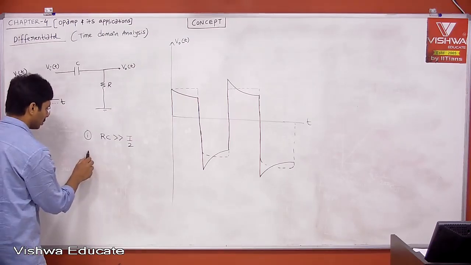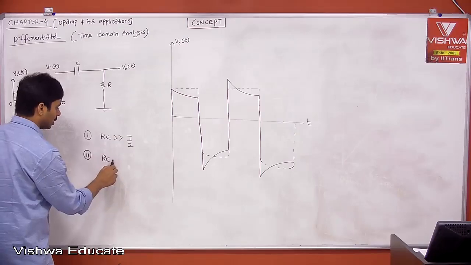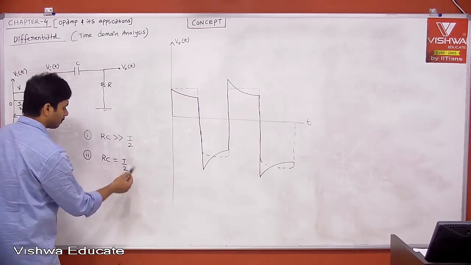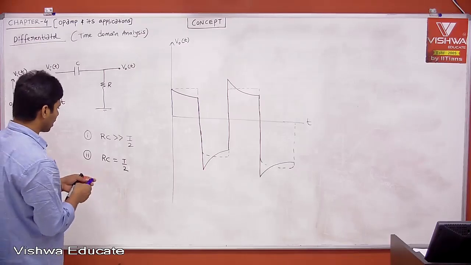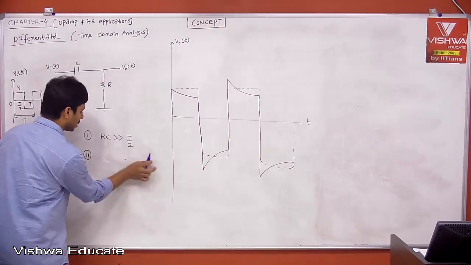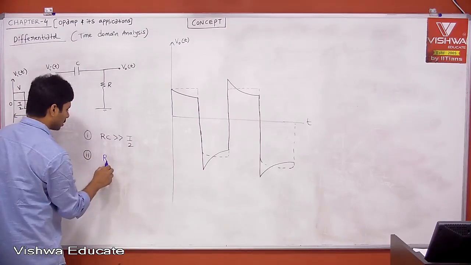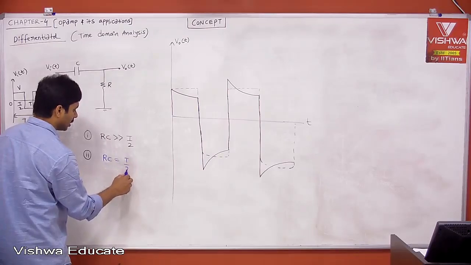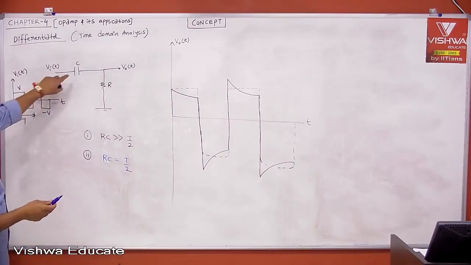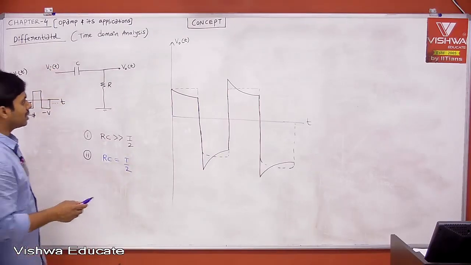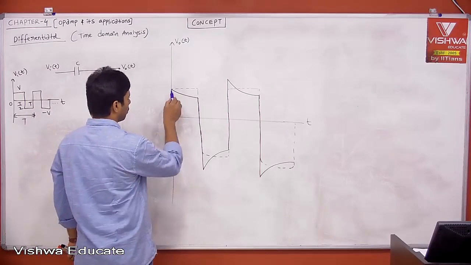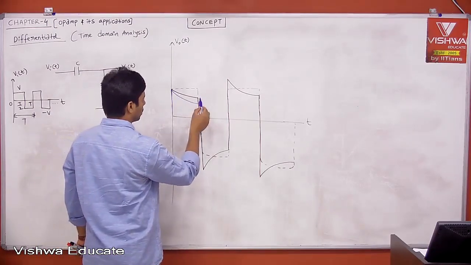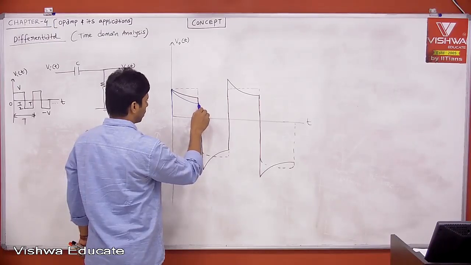Case 2. If RC is equal to T by 2, same thing. Right? Then what do we get? Let me use a different color, let us say blue. RC is equal to T by 2. Therefore, it charges a little bit faster than case 1. When it charges a little bit faster than case 1, then you will get it like this. Okay?